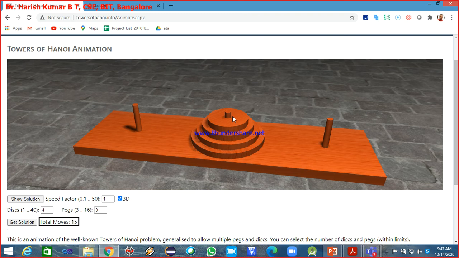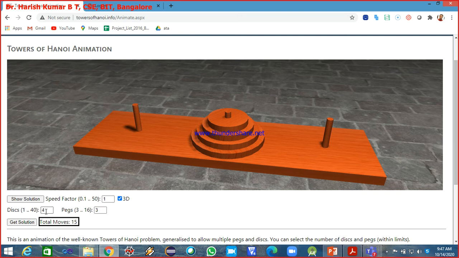The same thing we are going to write as a program, not graphical like this, and it will show you the number of moves. Say for example, if you have 3 disks, from where to where disk 1 should be moved in the first step, in the second step, like this. So this is an animated example.